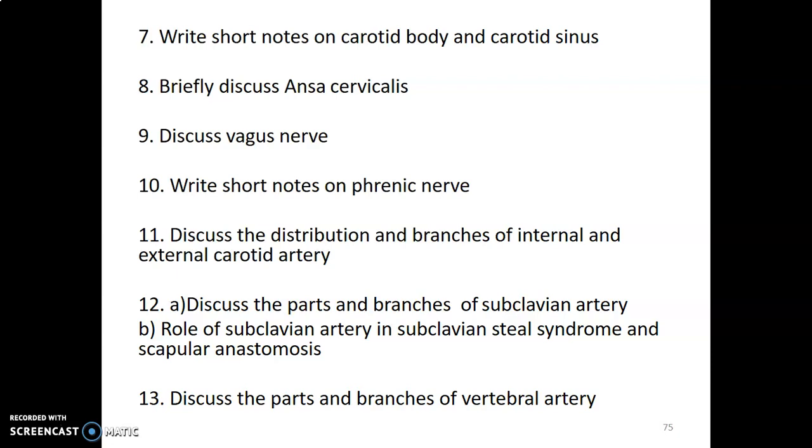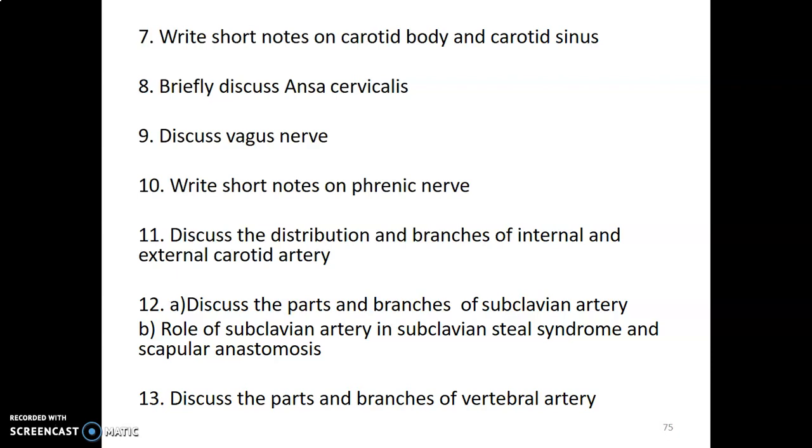Remember the C3 to C5 root value, which innervates the central part of the diaphragm, the mediastinal portion of the parietal pleura. Remember, phrenic nerve innervates biliary apparatus, parietal pericardium, parietal peritoneum, and when there is injury to phrenic nerve, what happens? Okay. Then discuss the distribution and branches of internal and external carotid. Internal carotid has been captured in arterial blood supply of the brain. External carotid artery has been captured in the neck videos. So get back there and learn about it.